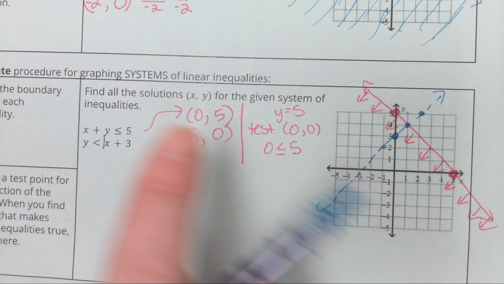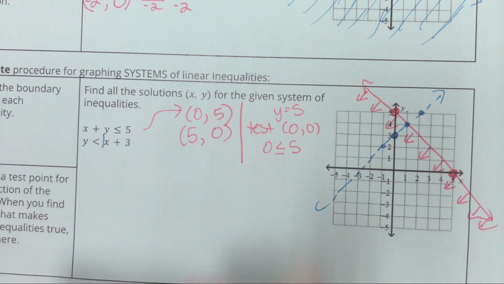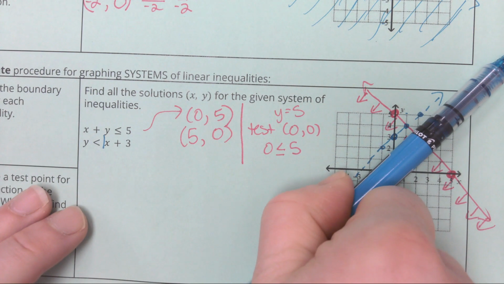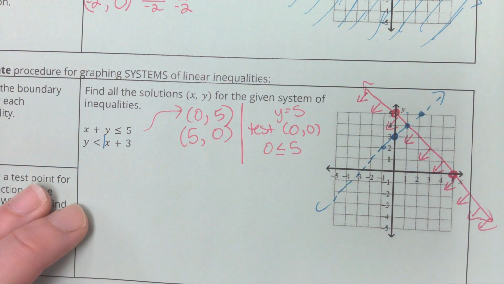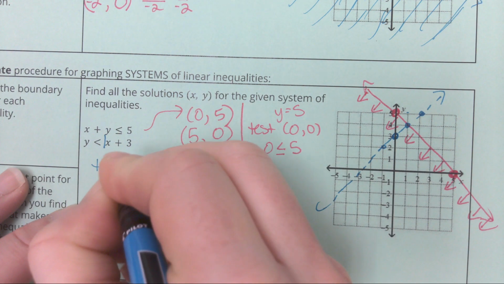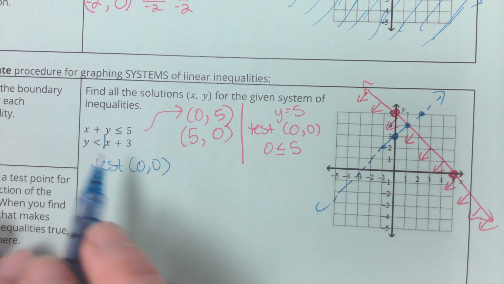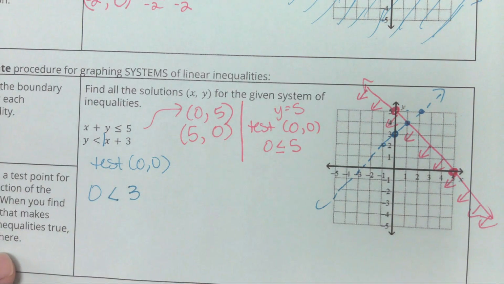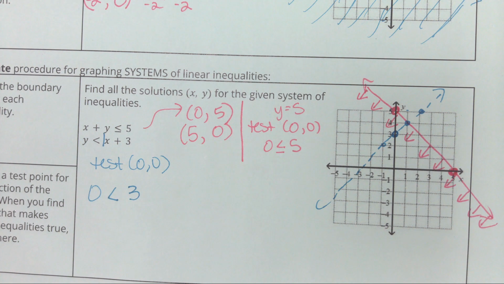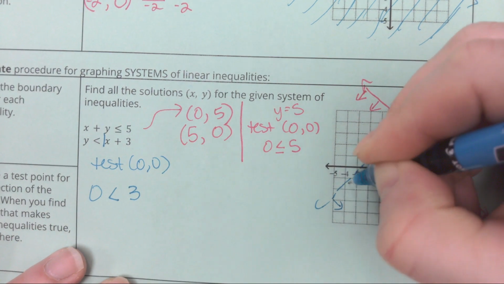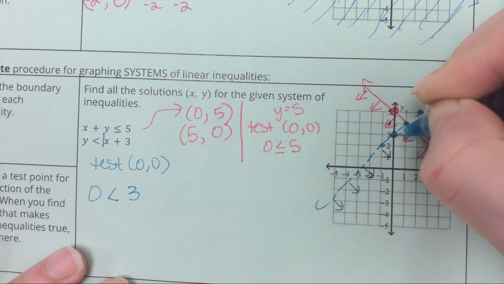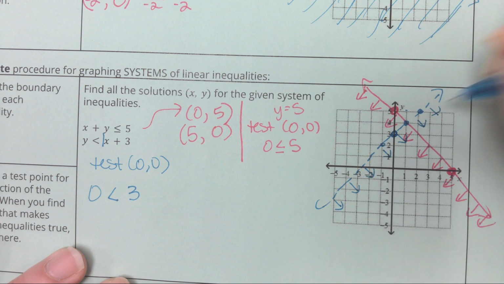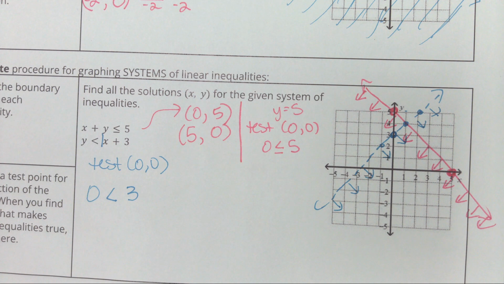I look and I say, well, it's less than, so I believe that the shading is going to be below that blue line down here, but I just make sure. I get 0 is less than 0 plus 3. That is true. So that means I'm shading down here. So do you see where the arrows are pointing to one another? That's where your shaded region would be.